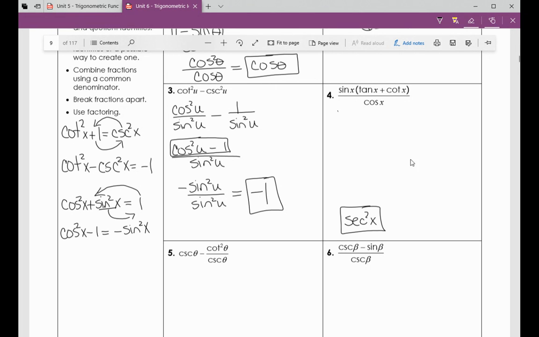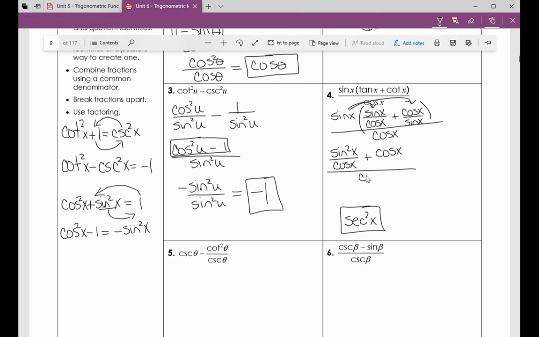Tried and true, when everything else fails, and sometimes you're going to start going down a path and you're going to go phew, and have to start over again. And that is okay until you get a little more comfortable with these. I'm going to change tangent and cotangent to sines and cosines. So I have sine x, that's going to be sine x over cosine, plus cosine x over sine. And all of that is still over cosine. Do y'all agree with that? I'm going to distribute the sine across the top. That gives me sine square x over cosine plus cosine. And all of that is still over cosine.